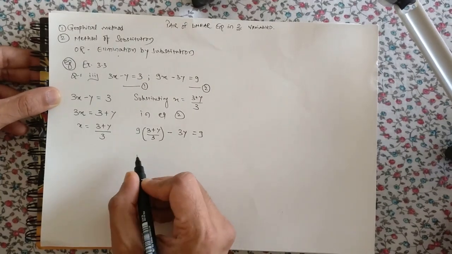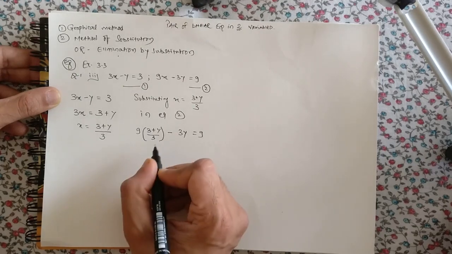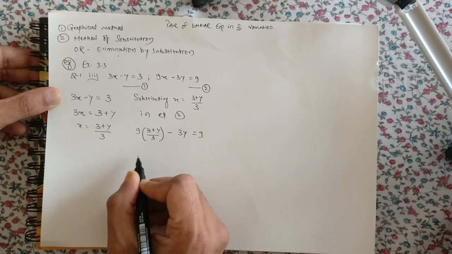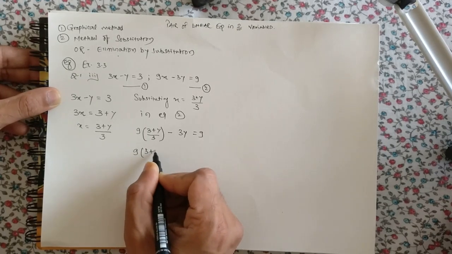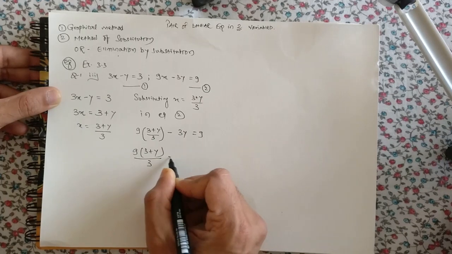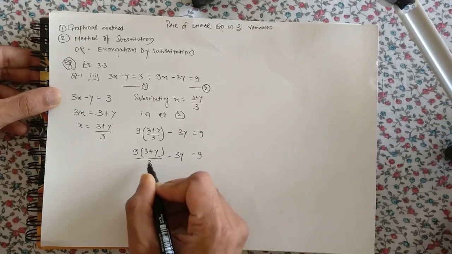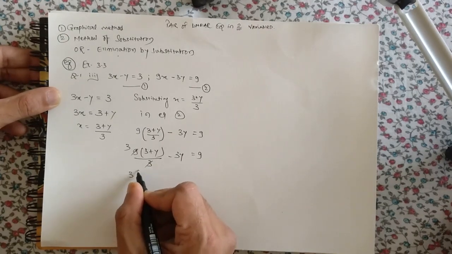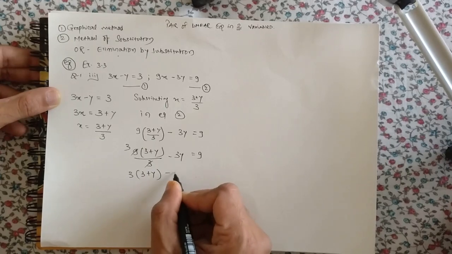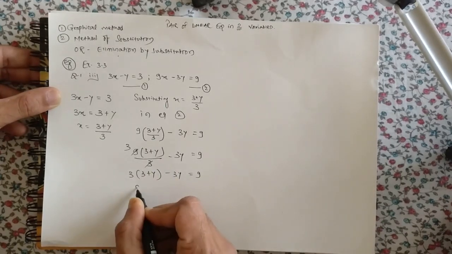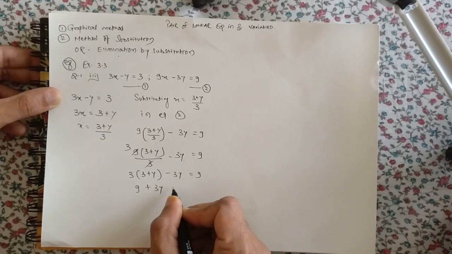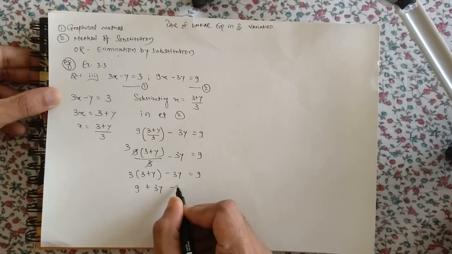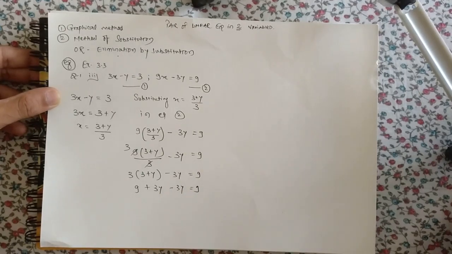So 9 will be multiplied here. 9, before it gets multiplied, you can also divide it with 3. So 9 bracket 3 plus y the whole upon 3 minus 3y is equal to 9. 3 3s are 9. 3 bracket 3 plus y minus 3y is equal to 9. So 9 plus 3y, 9 plus 3y minus 3y is equal to 9.